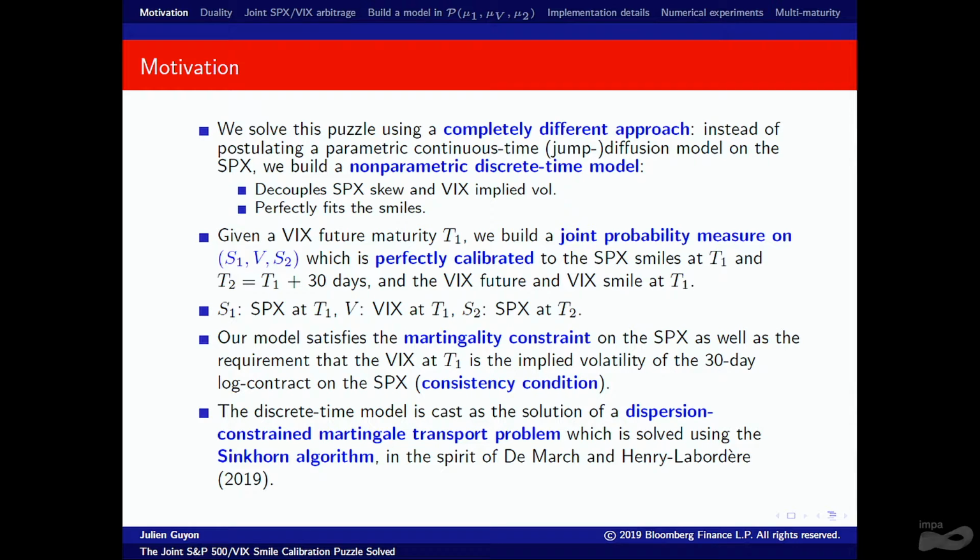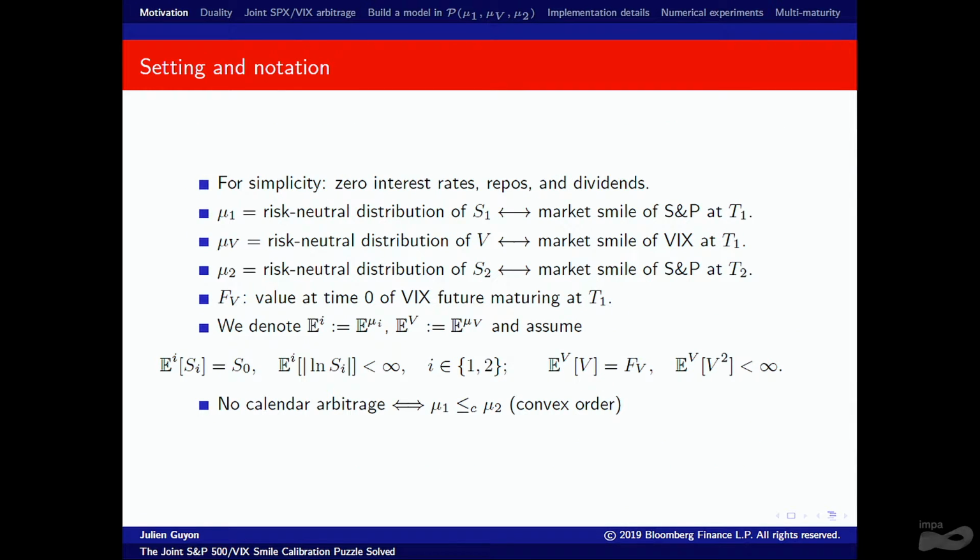And on top of that, of course, that's super important, the model will satisfy the Martingale constraint on the S&P, and also the consistency requirement, if you want, that the VIX at T1 is indeed the 30-day implied volatility of the log contract. So that's just a consistency condition. And so this discrete time model is actually cast as the solution of what I call a dispersion-constrained Martingale transport problem, and it's going to be solved using the Sinkhorn algorithm in the spirit of a recent paper by Pierre-Henri Labordère and Adrien Demarche.